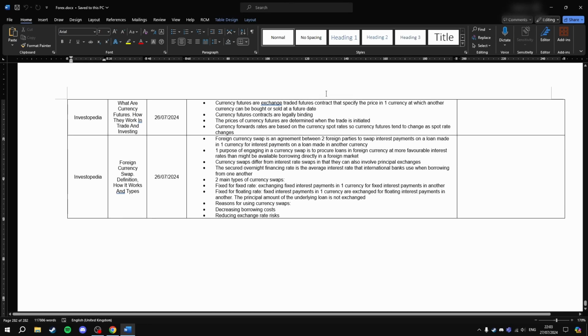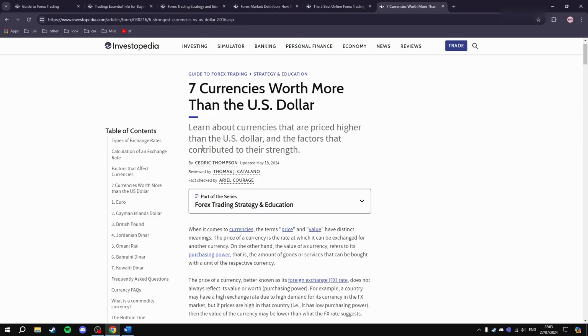So we've got fixed for fixed rate, exchanging fixed interest payments in one currency for fixed interest payments in another. Fixed for floating rate, so fixed interest payments in one currency are exchanged for floating interest payments in another. The principal amount of the underlying loan is not exchanged. So reasons for using currency swaps: decreasing borrowing costs and reducing exchange rate risks. So now we're on to 7 currencies worth more than the USD.